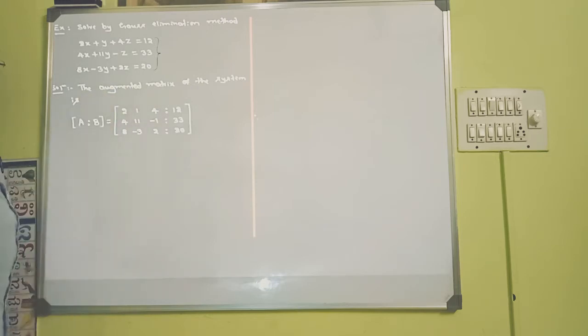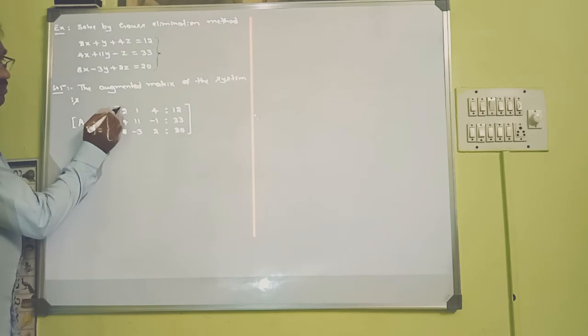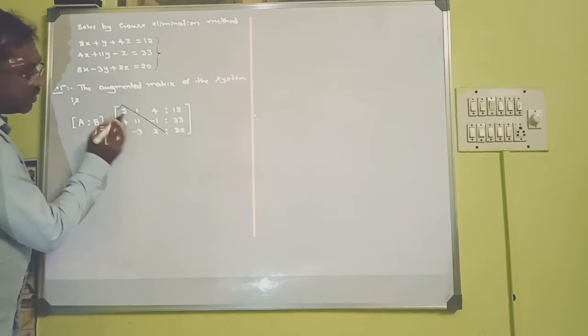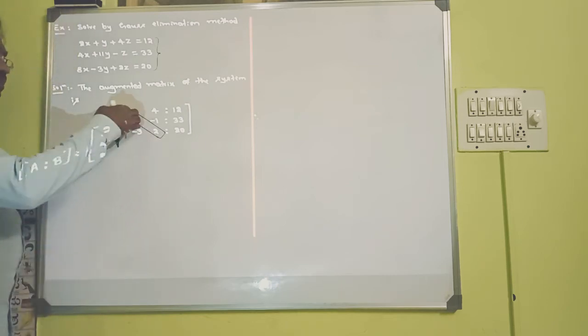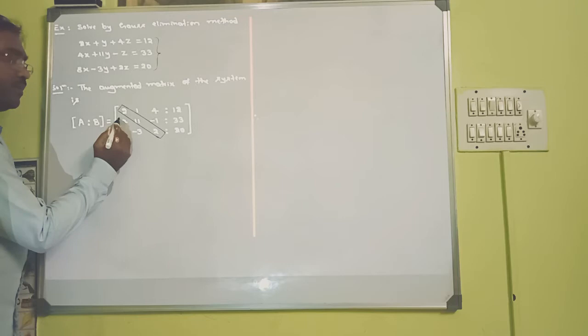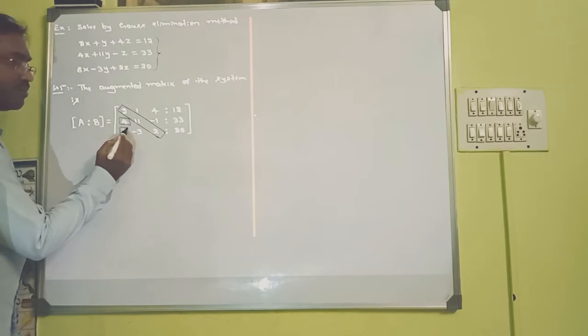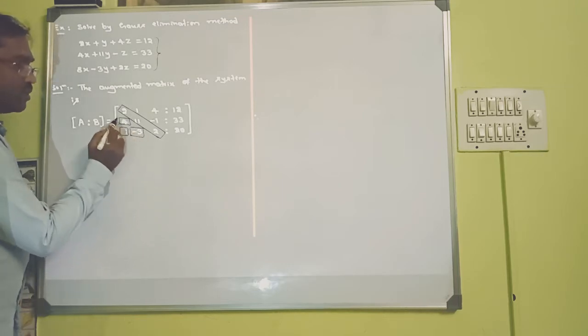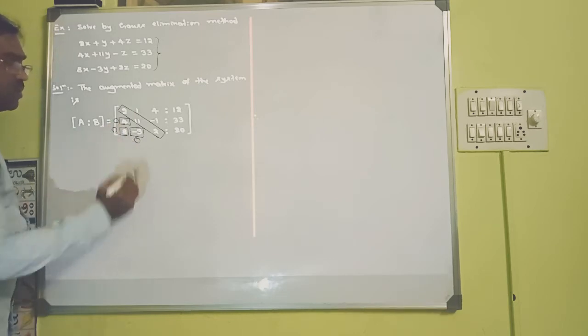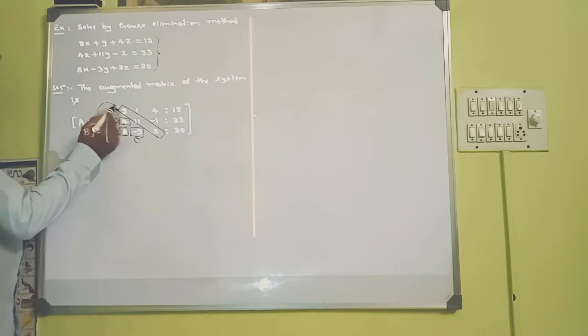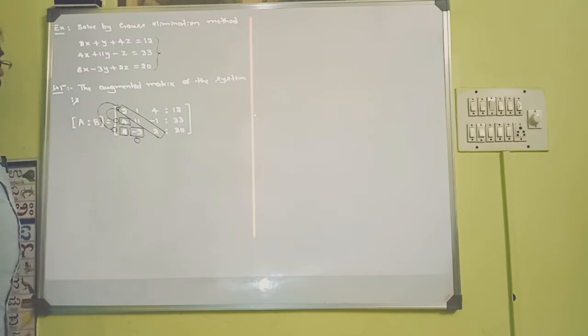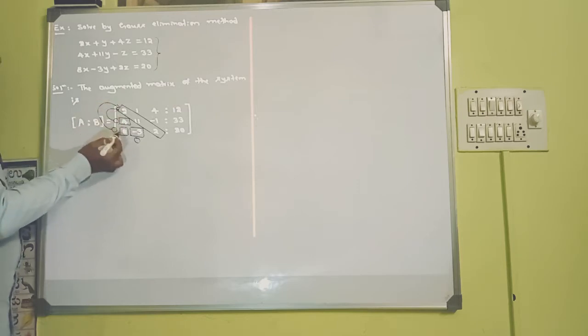Now what is our aim here? Our aim is first identify the principal diagonal. This is our principal diagonal. Below the principal diagonal, make all the elements zeros. We make these two elements 0 with the help of this 2. Okay, it is our first aim. Let us make these two elements 0 with the help of this 2.